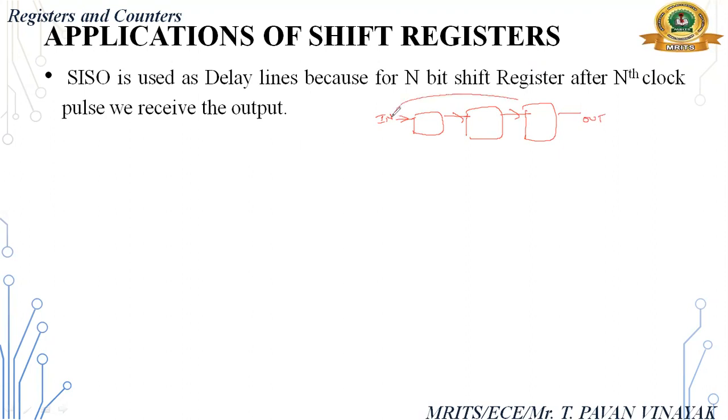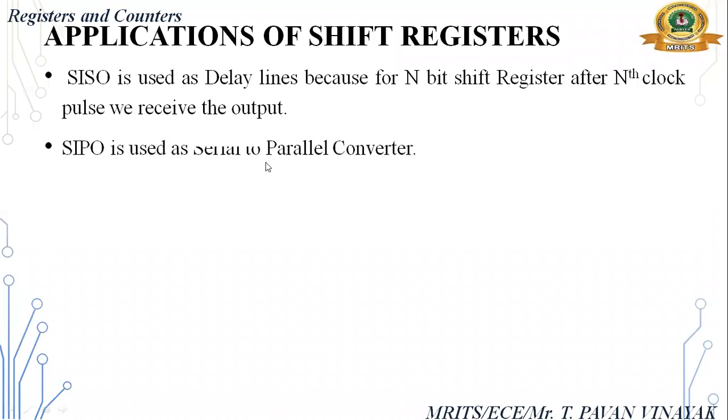This input will reach the output only after 3 clock pulses. This input reaches the output after 3 clock pulses, which means the delay is 3 clock pulses, right? The delay is 3 clock pulses. So to perform delays we require SISO. Okay, next one is serial to parallel converter.